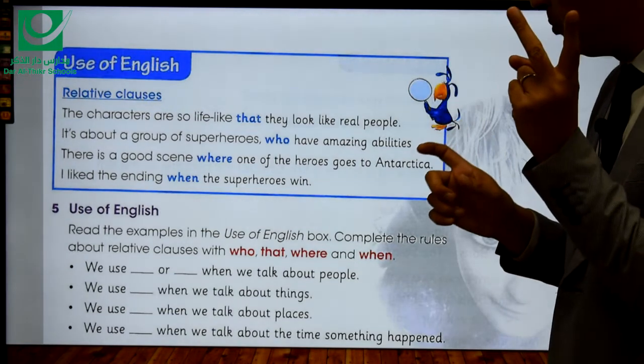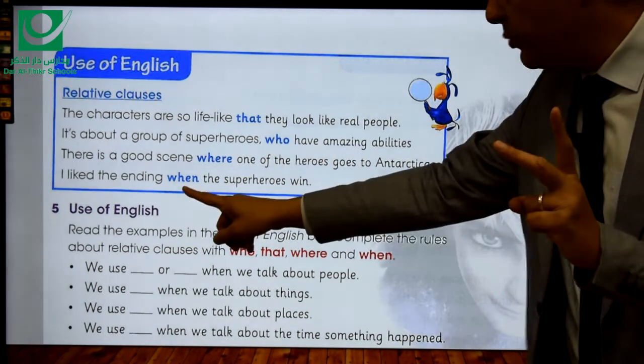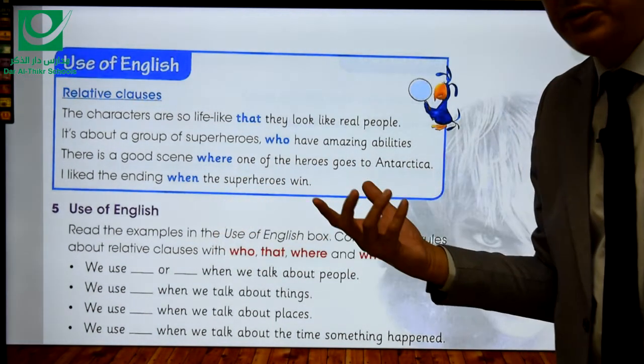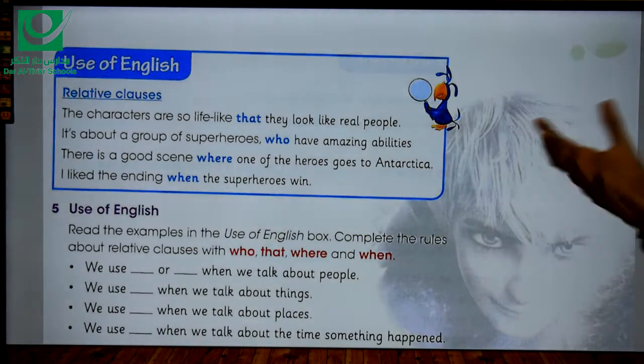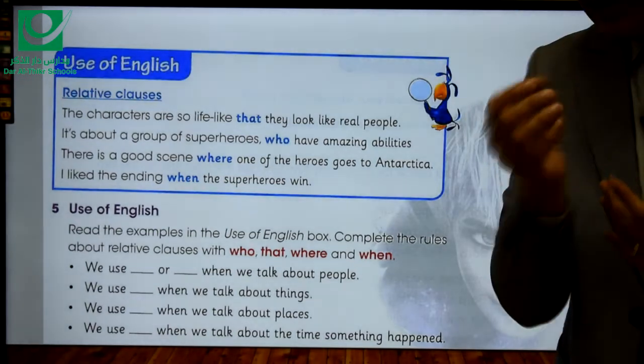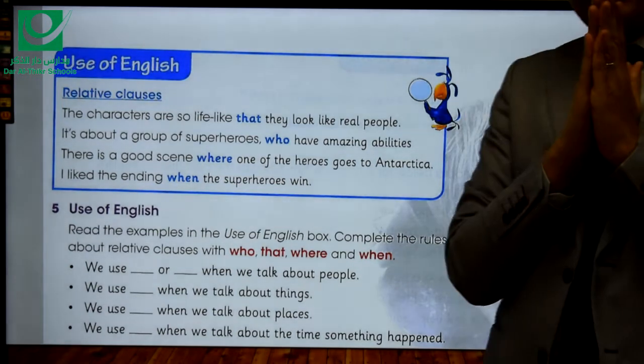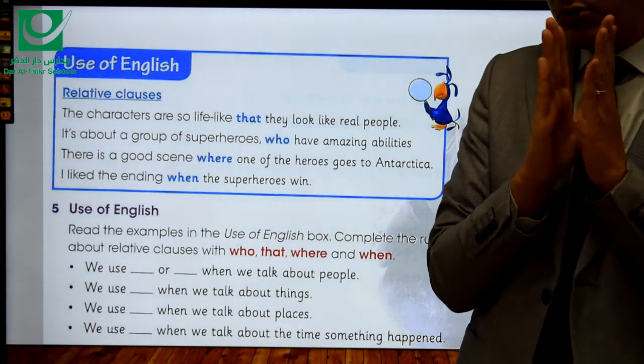Yes, we have 2 parts. The beginning of the second part starts with the word when. But what do we mean by when? As you know, when is a word that is used to talk about time. So if we talk about time, you can use words like when.